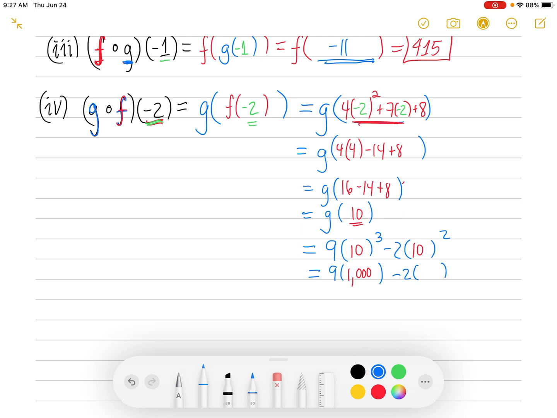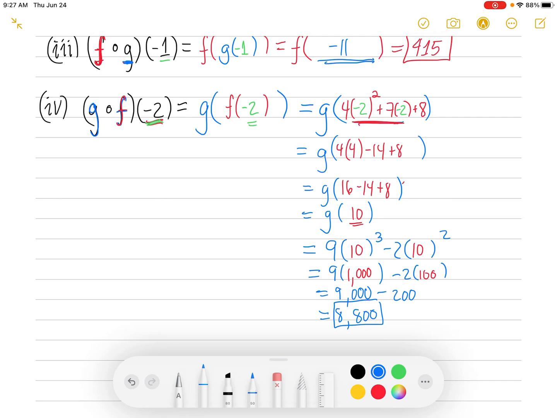So here goes a 10, here goes a 10, and we're going to end up with, let's see, 9 times, what's 10 to the third power? That's 1,000, right? Minus 2 times, what's 10 to the second power? 100. So I'm going to take 9 times 1,000. I get 9,000 minus 2 times 100 is 200. I'm going to get 8,800. Okay?